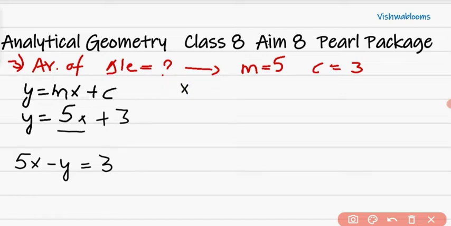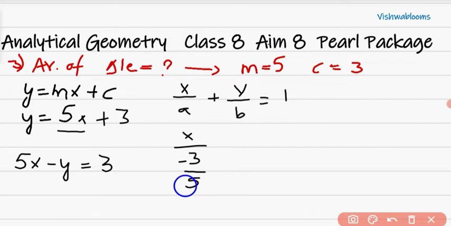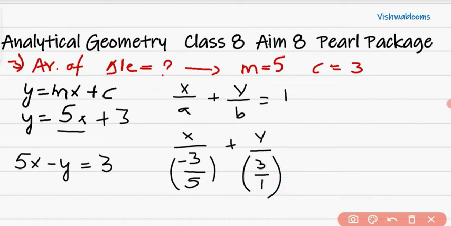Now just putting it into the form x by a plus y by b is equal to 1. If you put in that formula, what will happen? x by a is nothing but, as I told, minus c by a, that is minus 3 by 5, plus y, then b, it is minus c by b, that is 3 by 1. Now you can just find out the x-intercept and y-intercept. This is the x-intercept and this is the y-intercept, right?